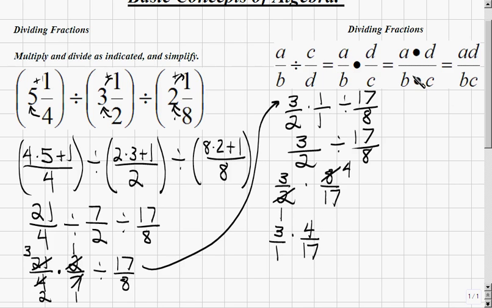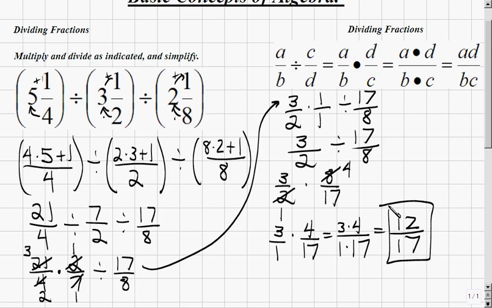Multiplying the numerators and denominators, as our rules tell us, becomes 3 times 4 over 1 times 17, which becomes 12 over 17. Since this fraction cannot be reduced, our final answer is 12/17.